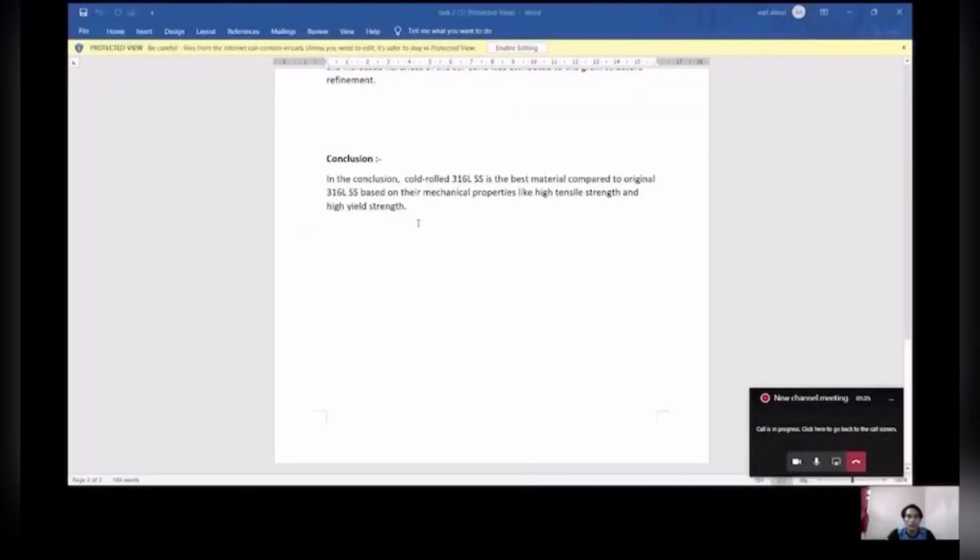So in the conclusion, cold rolled 316L stainless steel is the best material compared to original 316L stainless steel based on their mechanical properties, like high tensile strength and high yield strength.